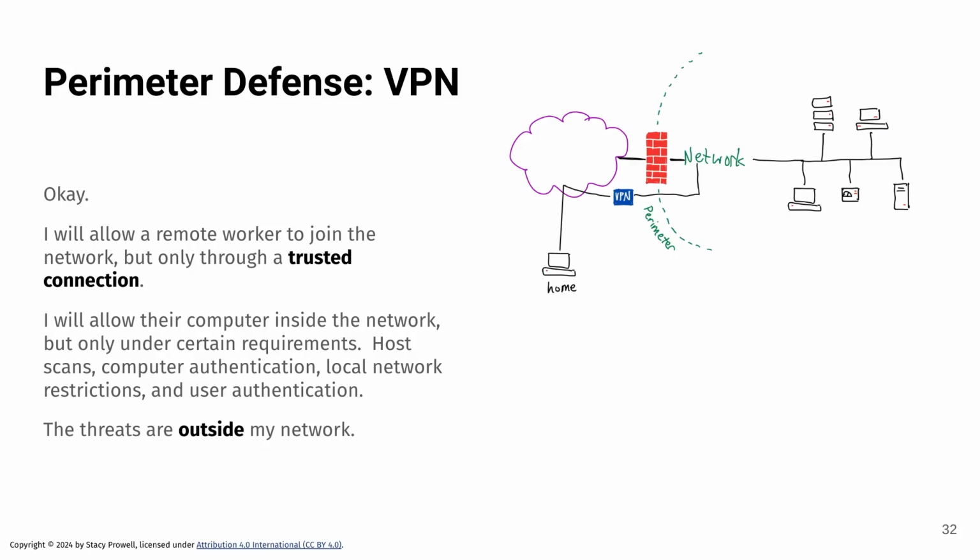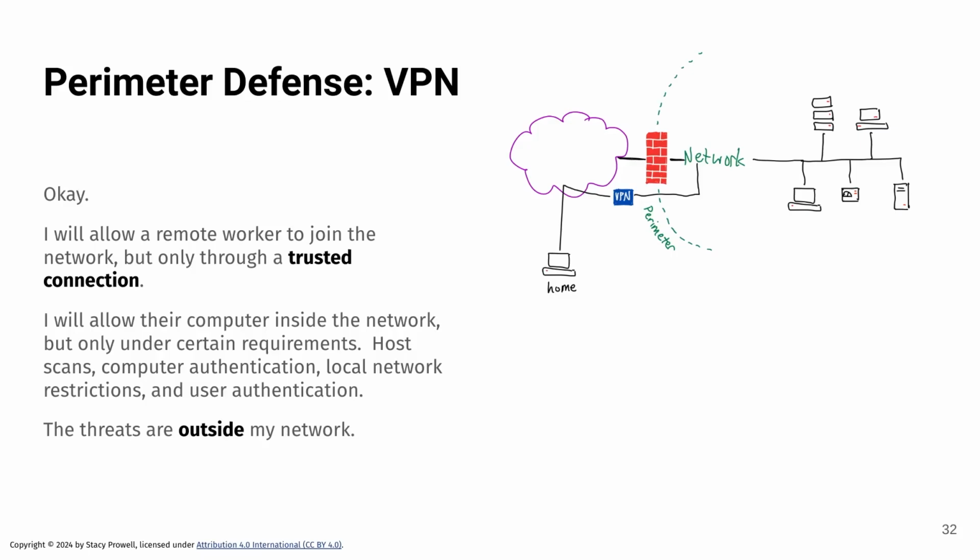And so what I do is I extend the perimeters to something like a virtual private network. I have a trusted connection, and while your machine is connected to our network, I isolate it from other local network stuff. Or I require additional configuration.